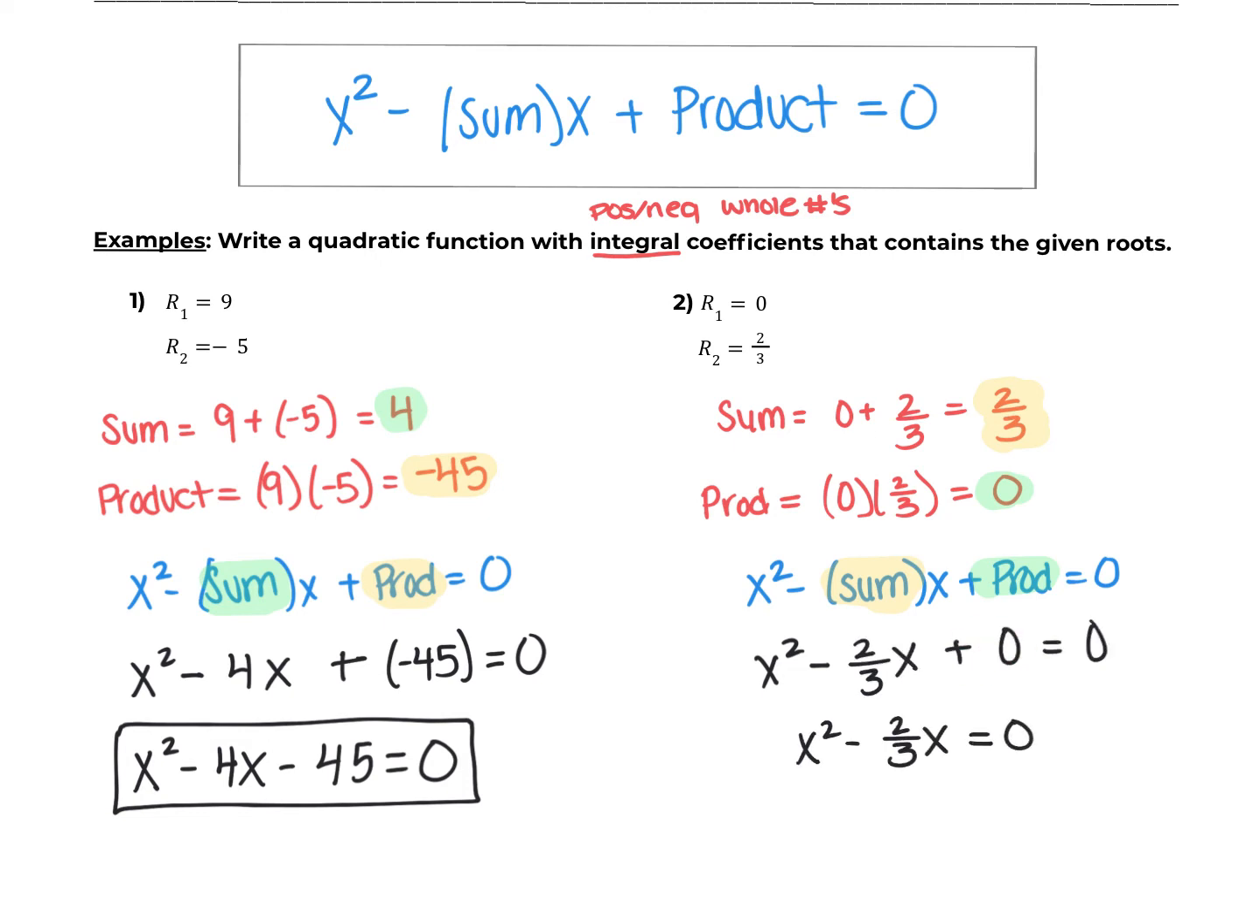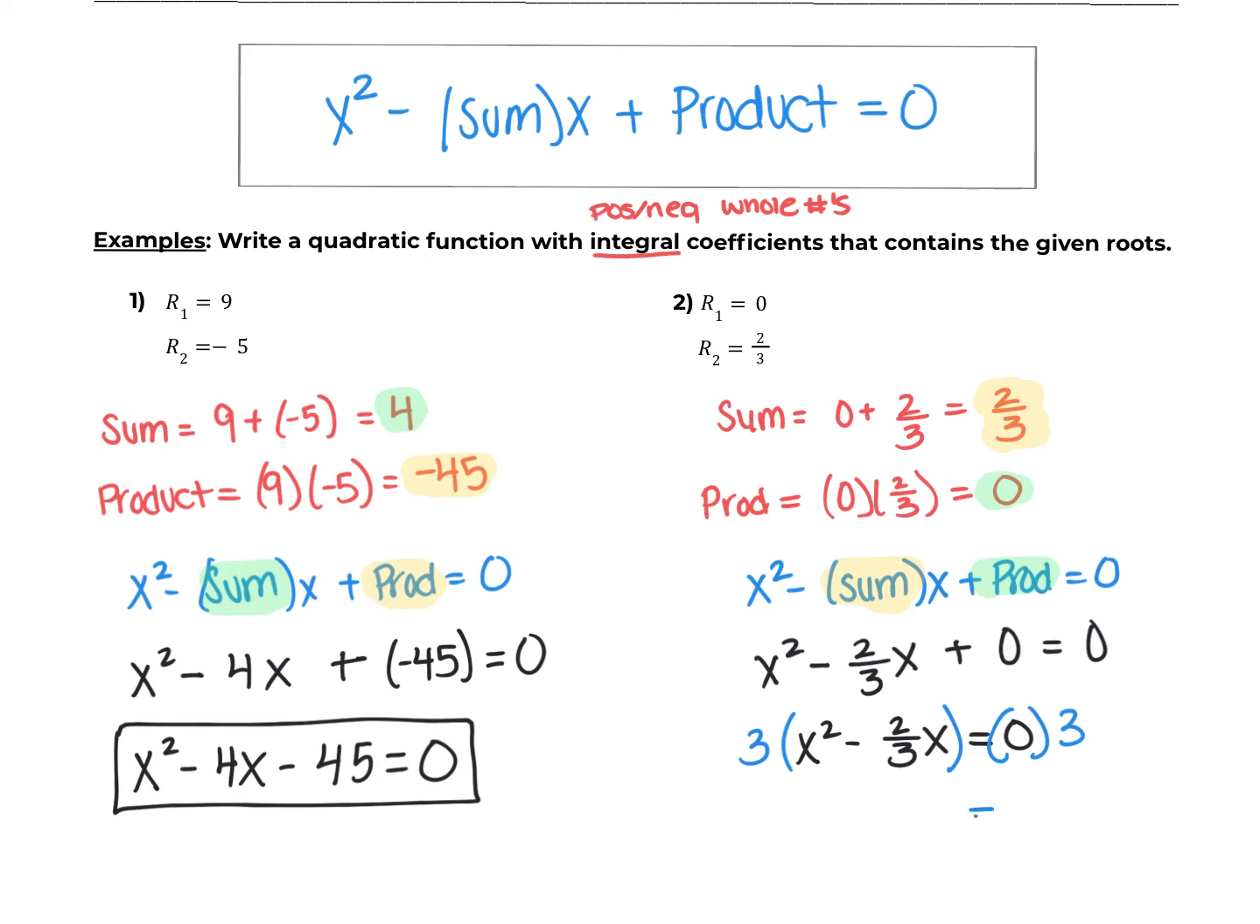This is not necessary. But the problem with this one is that the question said that they wanted integral coefficients, or positive or negative whole numbers. This 2/3 is actually a fraction. We can't have this as a coefficient. So there's a trick that we can do to get rid of it. And what that trick says is whatever the denominator number is, you're going to multiply the left side of the equation by that and the right side of the equation by that. So since the denominator is 3, I chose to multiply both sides by 3. And I'm going to show you why this works.